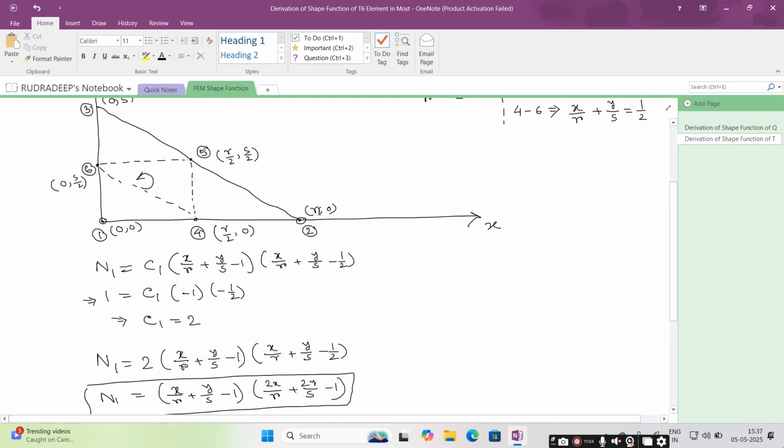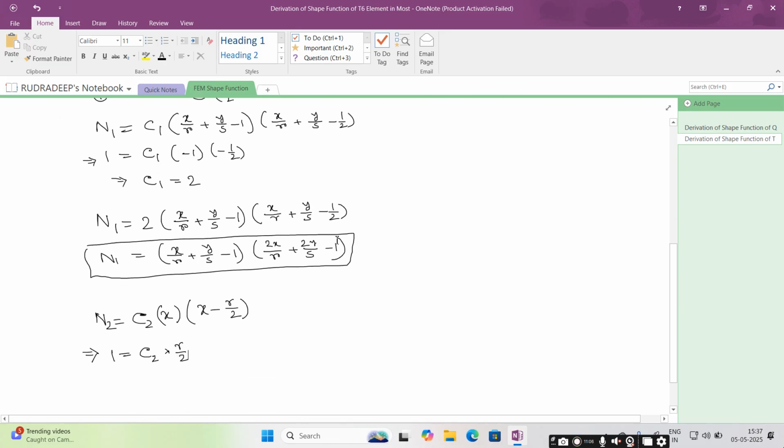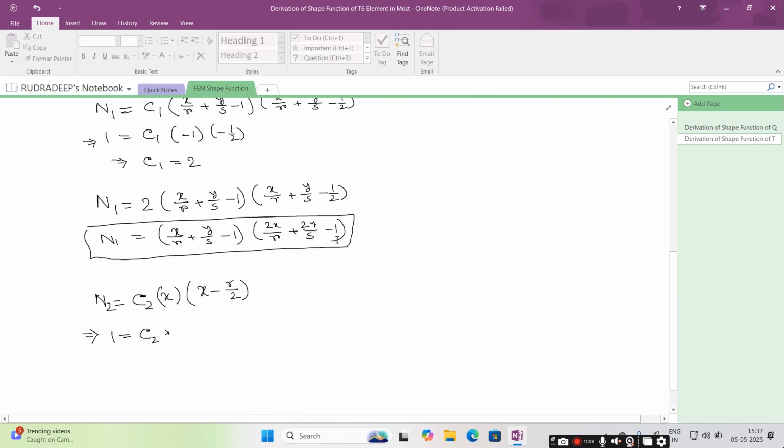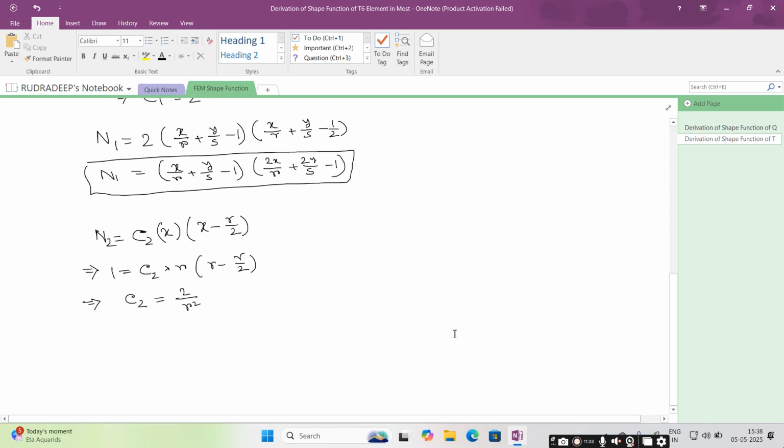Sorry, at x = r/2 the value is r. So r into r minus r by 2. So from here we will get c2 equal to 2 by r square. Yeah, r minus r by 2 is r by 2, so r square by 2, 2 by r square.